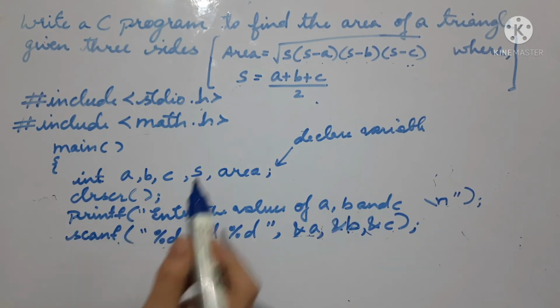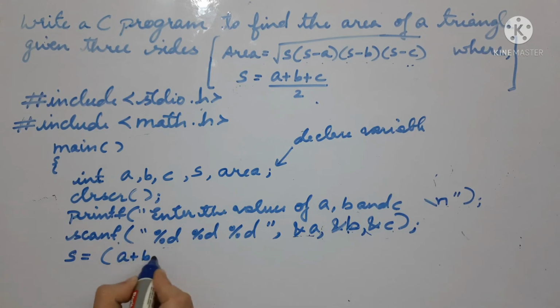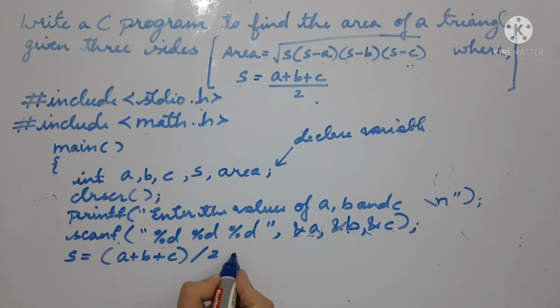Now let us compute the value of s. So simply I will write s is equal to, what is the formula? (a + b + c), close the bracket, give a slash symbol, divide by 2. This is how we write it in a single line.